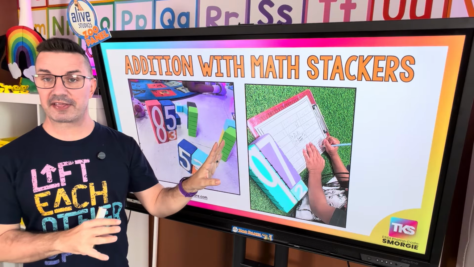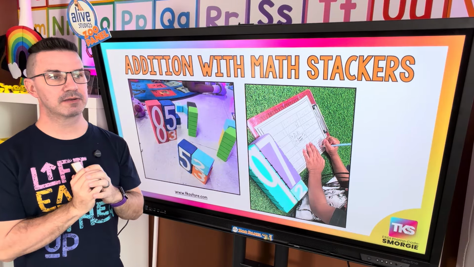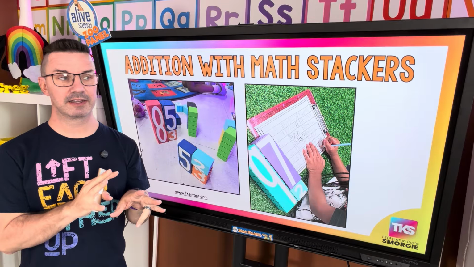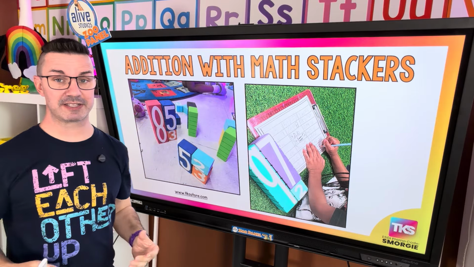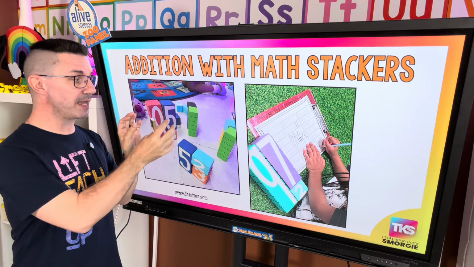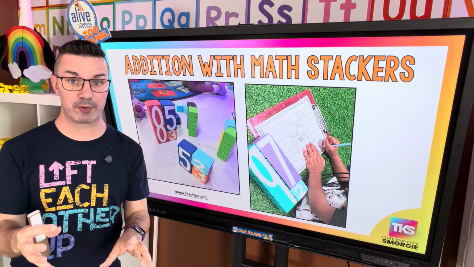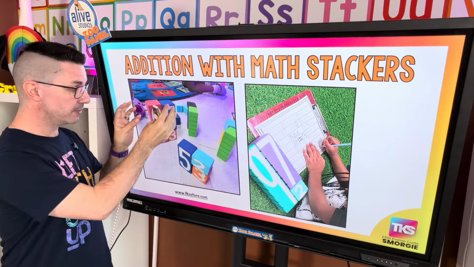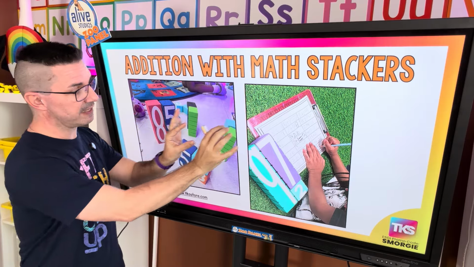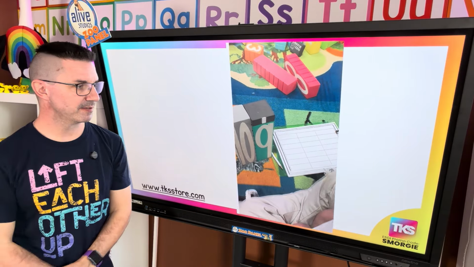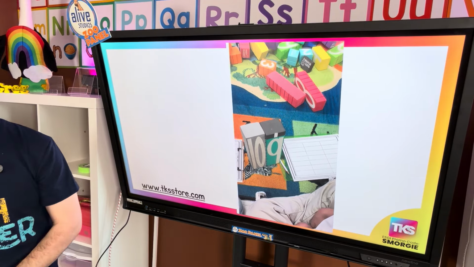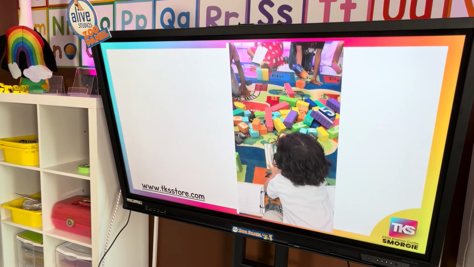So this one is both concrete, but also abstract, because the kids are basically doing this one independently, and they're building their own equations. They're picking the math stackers, making them work, and then writing the equation. So here's what it looks like. After you do an equation, do another one.